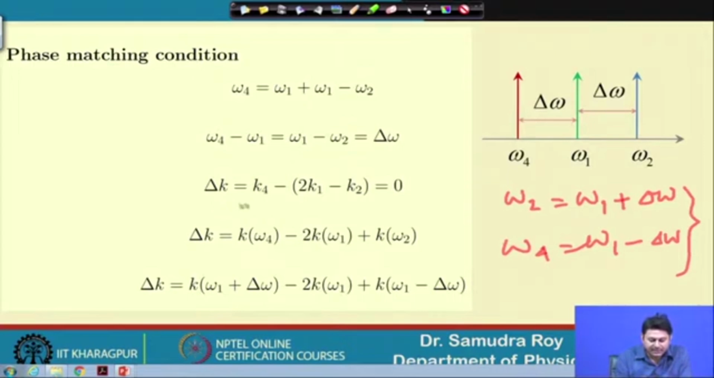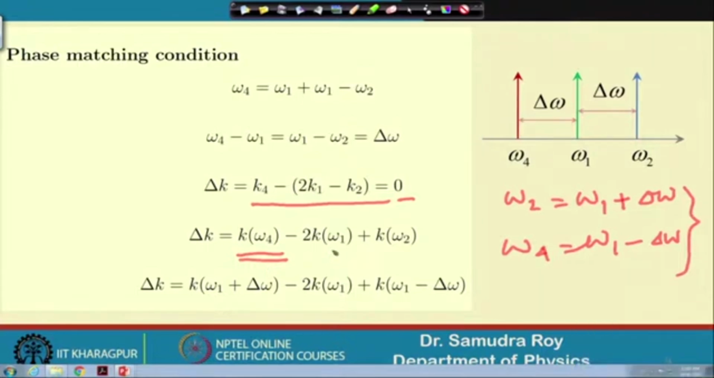So, delta k is our phase matching condition: delta k equal to 0. Delta k is k4 minus 2k1 minus k2. Here k4 is the propagation constant at frequency omega 4, k1 is the propagation constant at frequency omega 1, and k2 is the propagation constant at frequency omega 2.